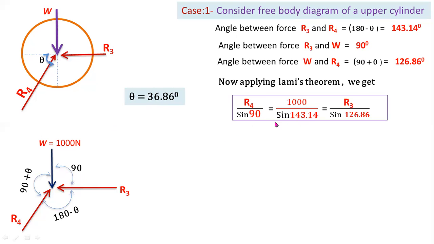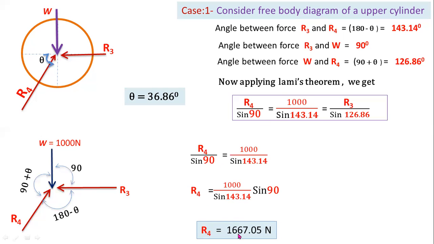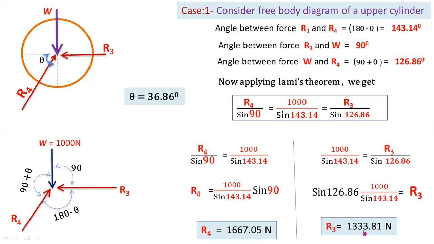Now from these two equations you can get the value of R4. From these two equations the reaction force R4 equal to 1667.05 newtons. In a similar way you have to consider these two forces to determine the value of R3. From these two forces the reaction force R3 equal to 1333.81 newtons. From case 1, we got the reaction forces R3 and R4.